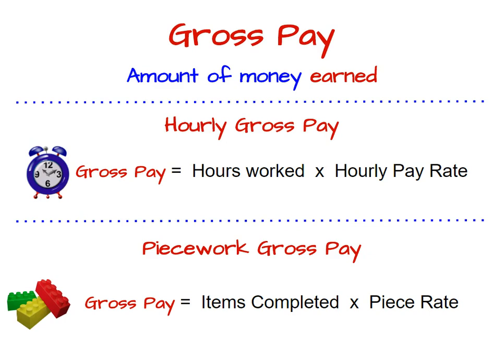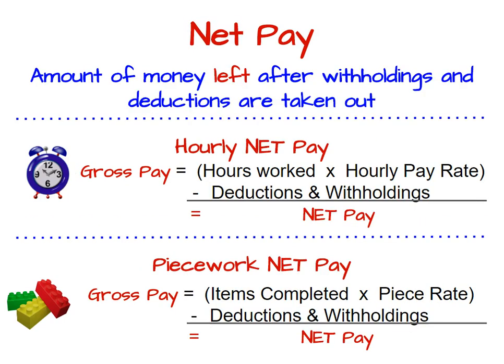Gross pay. This is the amount of money that you earned. Hourly gross pay is found by multiplying the hours worked times the hourly pay rate. Piecework gross pay is found by multiplying the items completed times your piece rate. So this is gross pay.